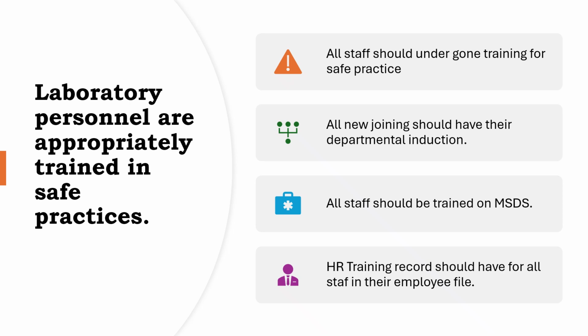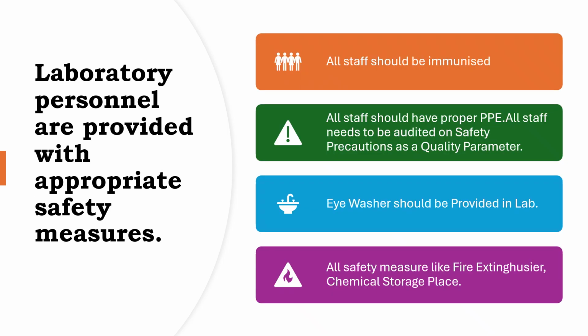HR training records should be there for all the staff in their employee file. Whatever departmental training is given to the staff should be in the personal file of the employee. Laboratory personnel are provided with appropriate safety measures. All staff should be immunized. All staff should have the proper PPE and should be audited on safety precautions as a quality parameter. So we have the KPI, safety precaution audit, which should be done for all the staff.